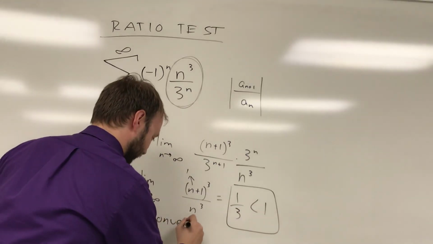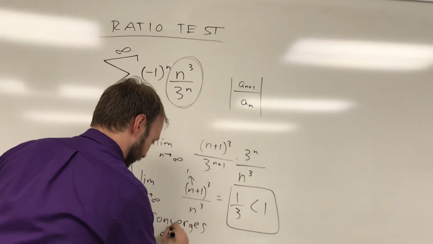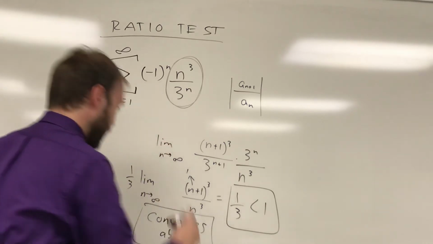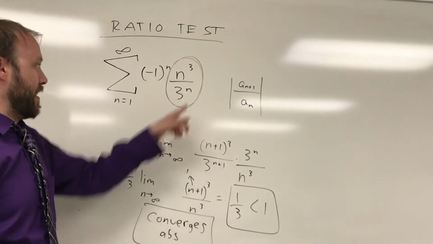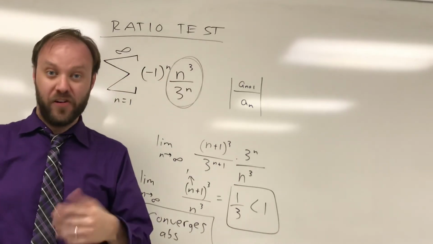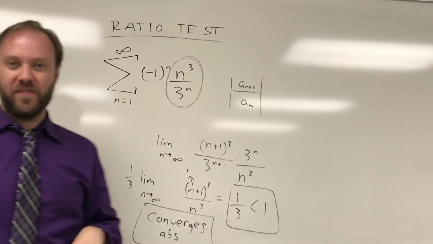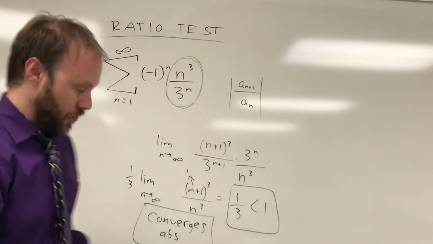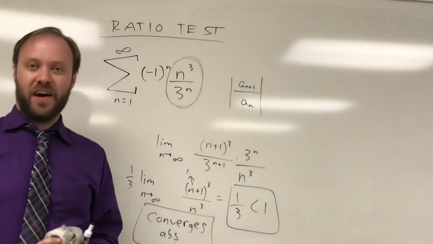Okay, so we can say actually that this converges absolutely. Which just basically means that the positive version of this series, if it hadn't had a -1, will converge. Also, the alternating series will converge as well. Okay, so that's an example of the ratio test.